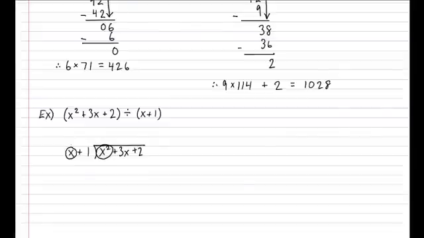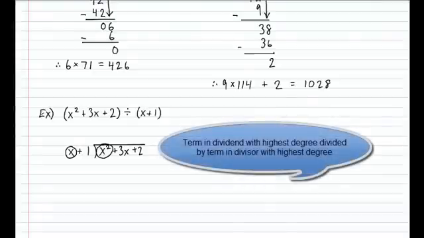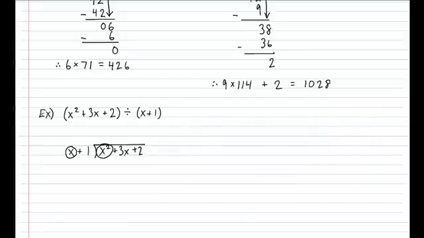And it will keep repeating like that until you've taken down every term from your dividend. Remember, it's always highest degree divided by highest degree. Let's take a look. Ask yourself, x squared divided by x. What does that give you? It gives you x. Now go back the other way by multiplying.